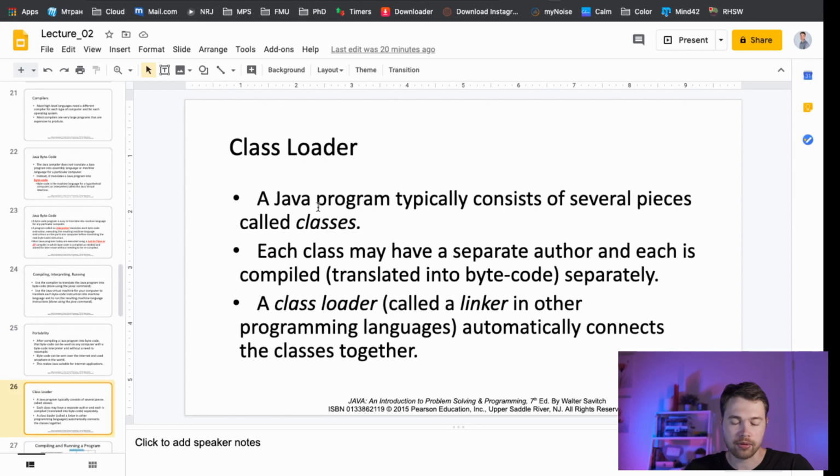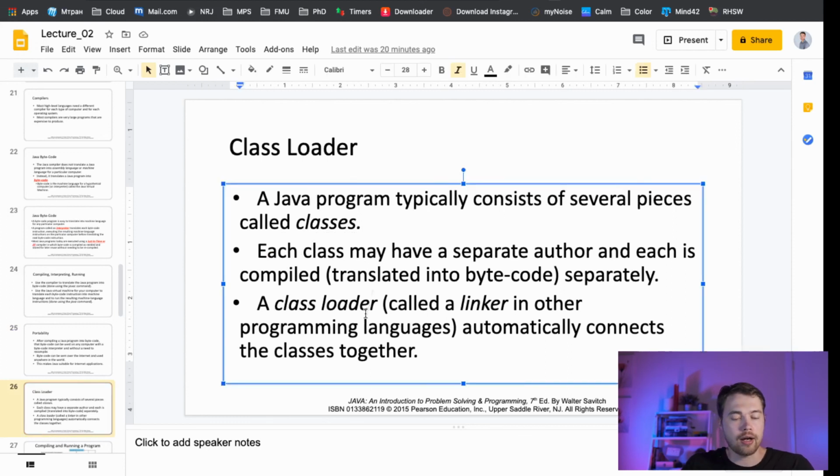Class loader. Just a couple of things you need to memorize. A Java program typically consists of several pieces called classes. In our Computer Science 190 class, we'll only be working within one class, so there will be one file, one .java file, one class. But in more complicated situations, the program is going to consist of 2 classes, or 3, 5, 10 classes, 10 files. Each class may have a separate author and can be compiled separately.